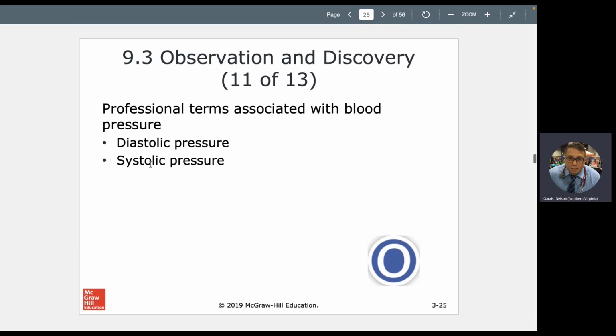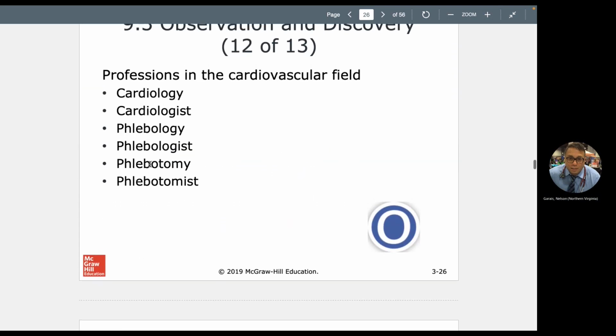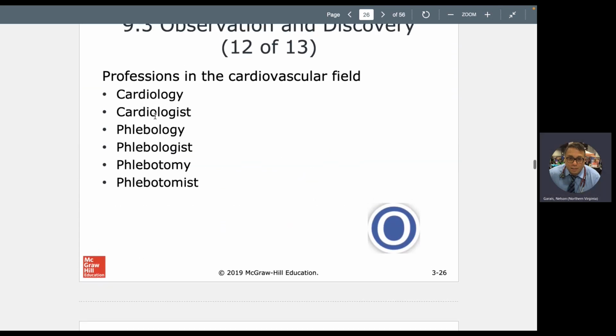Systolic and diastolic pressure. Systole is when the heart is beating at the top of the cycle, and diastole is when the heart is recharging, resetting for that next contraction. Cardiology, cardiologist, phlebology, phlebologist. Those are techs. Phlebotomist, also another tech.